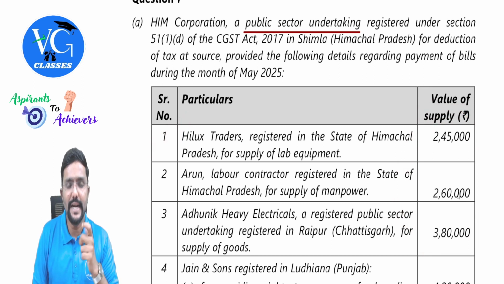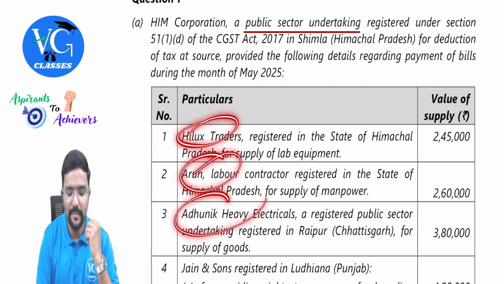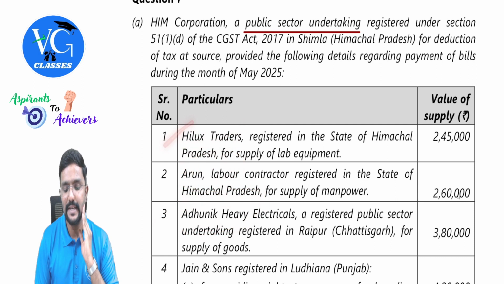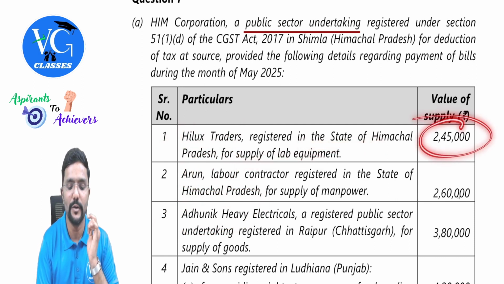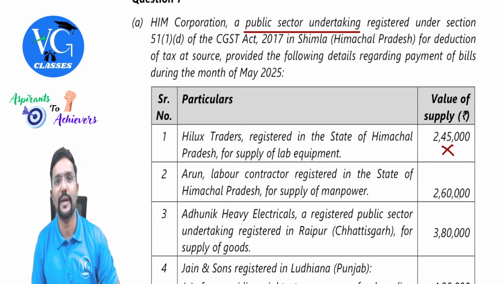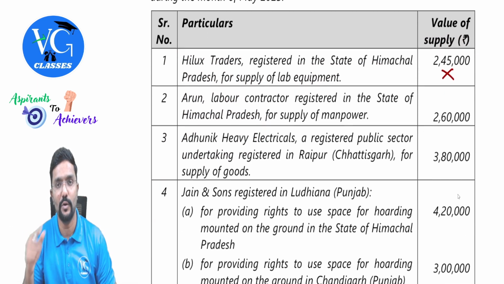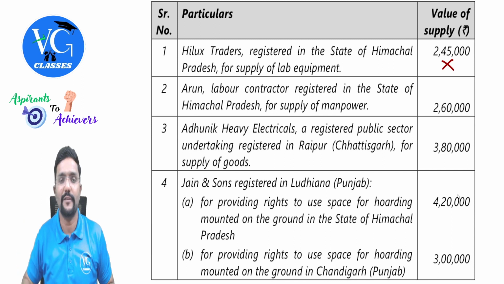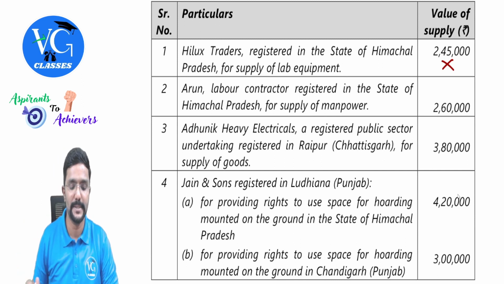First, Elect Traders, they are the suppliers, registered in the state of Himachal Pradesh for the supply of lab equipment. 2,45,000, no TDS, guys. As the value is less than 2,50,000, for each transaction we need to see. Don't aggregate and check it. 2,45,000 is less than 2,50,000, no TDS.